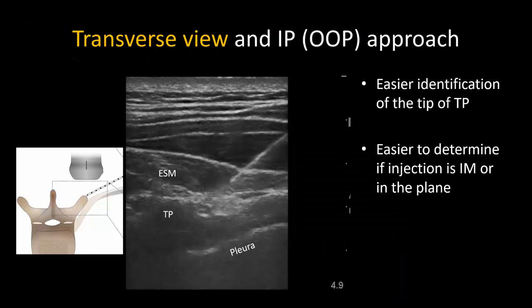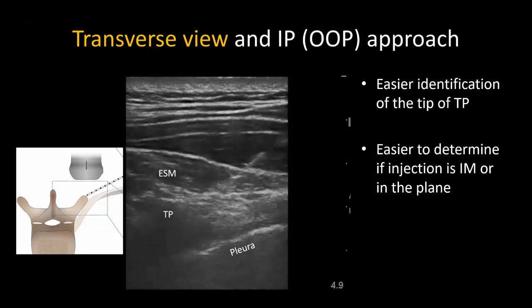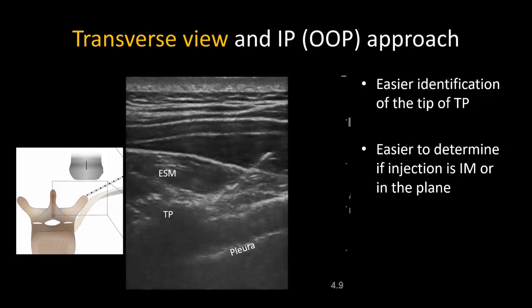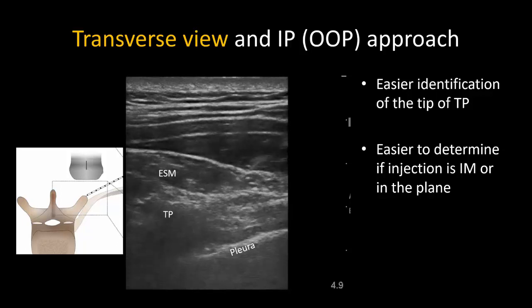Another proposed modification is to use a transverse view instead of a parasagittal view, which makes it easier to land on the tip of the transverse process, and also to determine if the injection is in the correct plane rather than intramuscular.